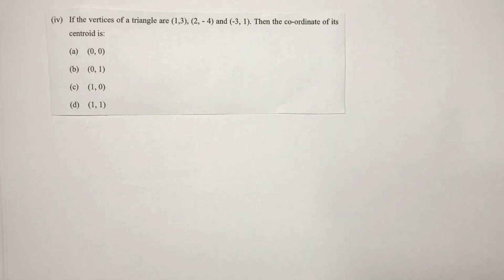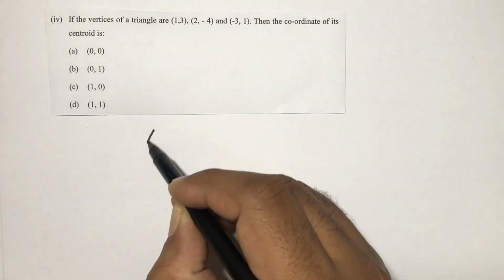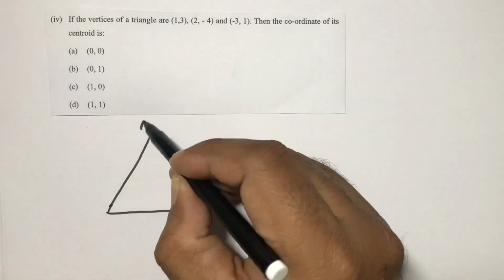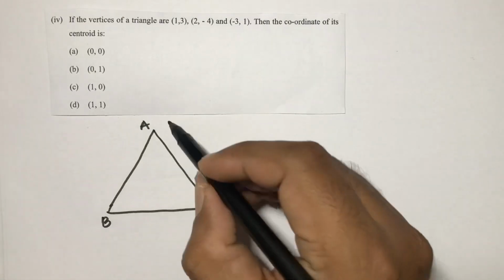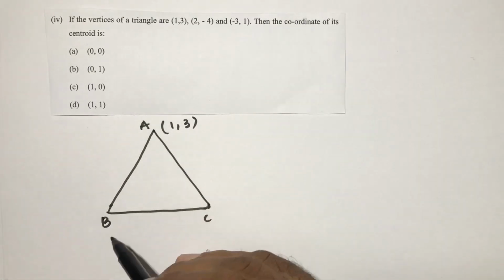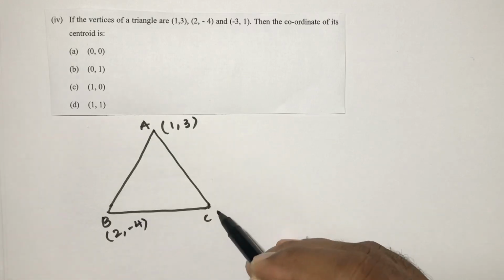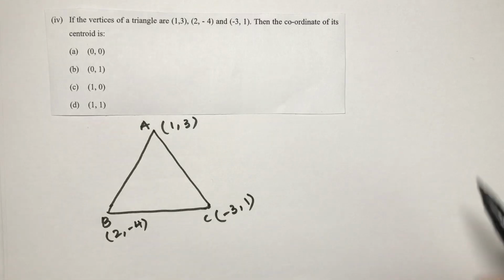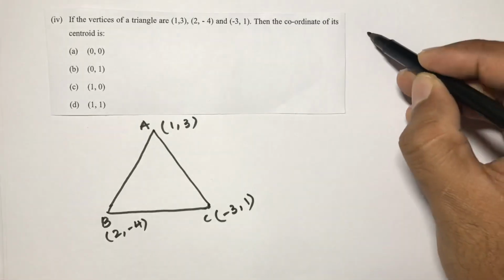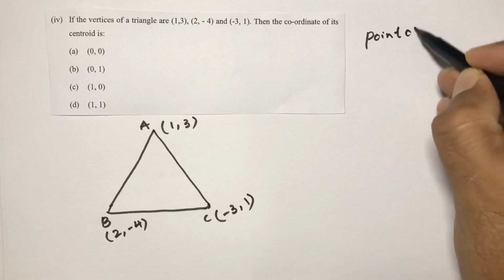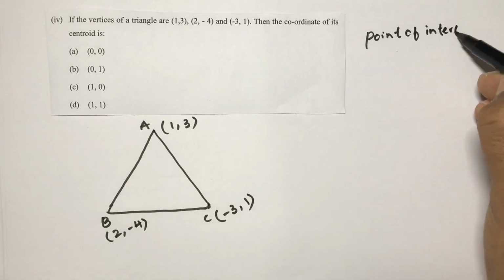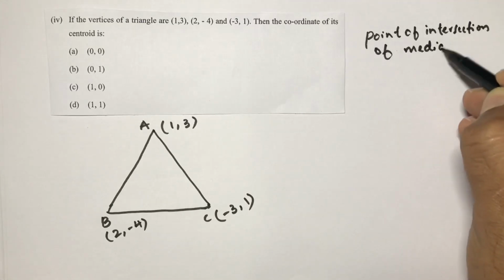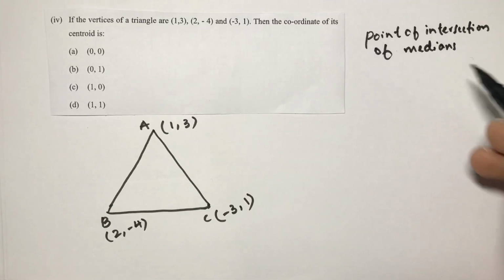If the vertices of a triangle are A(1, 3), B(2, -4) and C(-3, 1), we need to find the coordinates of the centroid. They may say coordinates of the centroid, or otherwise they may say point of intersection of medians. Instead of centroid, sometimes they may ask for the point of intersection of medians. So the point of intersection of medians is the coordinates of the centroid.